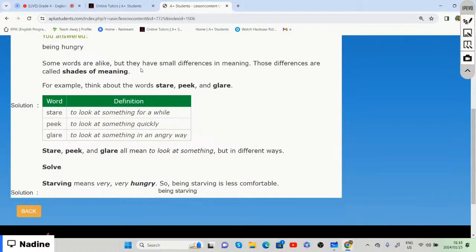All right. And we said the words stare, peek, and glare, they all look at something, but they look at something in a different way. So all three of these words are looking at something, but they're looking at it in a different way. Stare being looking at something for a long time, for a while. Peek looking at something quickly, and glare looking at something angrily.